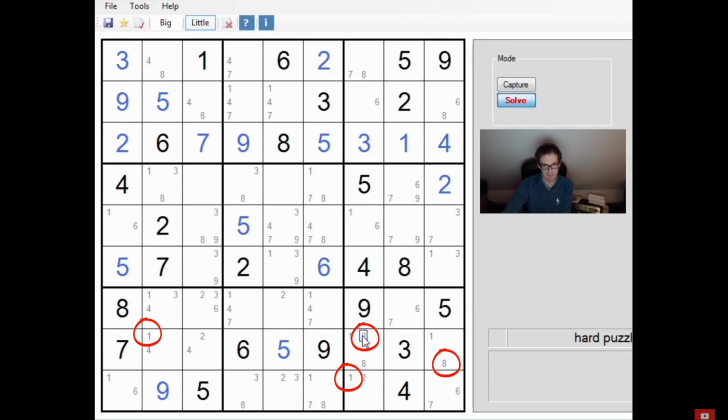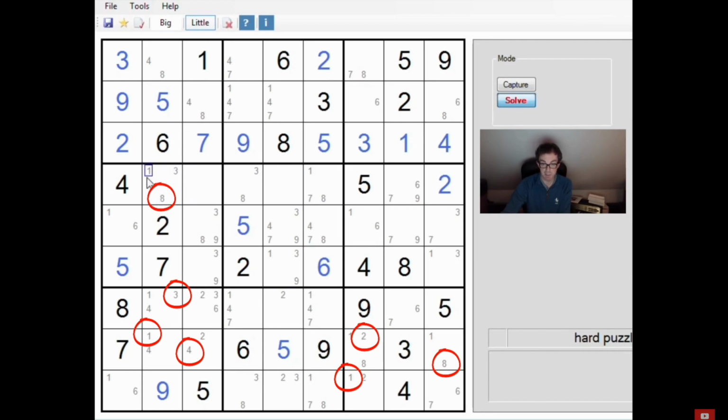1, 8 and 2 here. So that's going to force a 4 and a 1 here. That's going to force this to be a 3. Now, if this is a 3, what does that do? This has to be an 8. Yeah, that's correct. This has to be an 8.